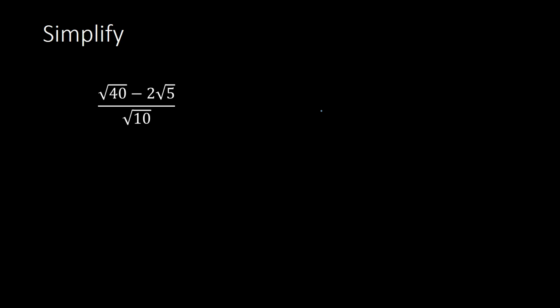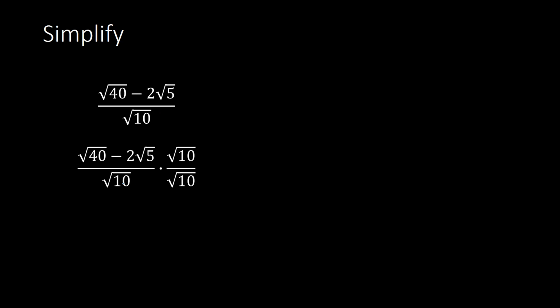Here's one more example where, once again, we need to get rid of the radical in the denominator, and we need to simplify anything else, like the 40 as well. So it does not matter which one we start with, but we're going to start with the denominator first. So we're going to get rid of this square root of 10 in the denominator. So to do that, I need to multiply the numerator and denominator by the square root of 10.